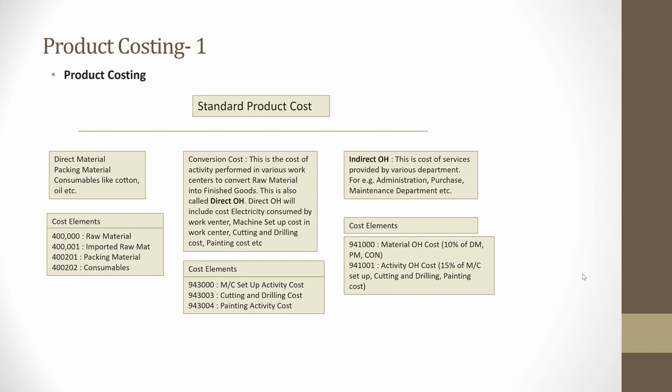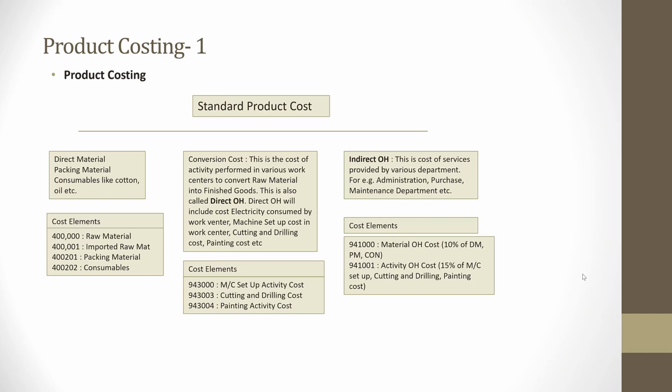Product costing, standard product cost. So what is a standard product cost of a product made up of? The components of a standard product cost of a product are direct material, which could be raw material, packing material, consumable materials like cotton, oil, etc.